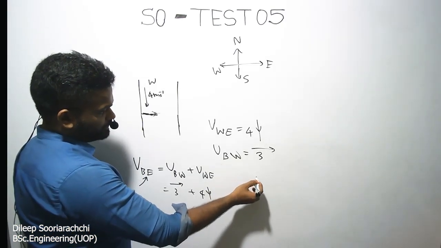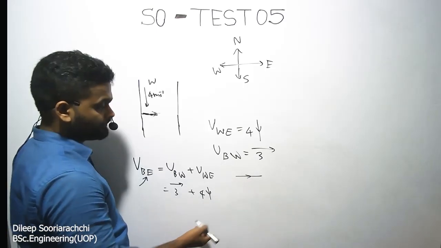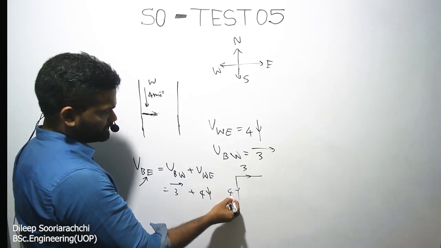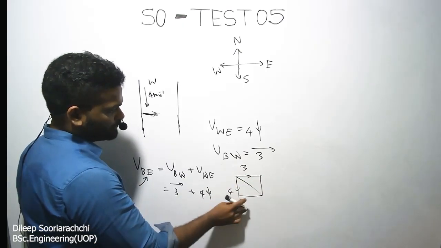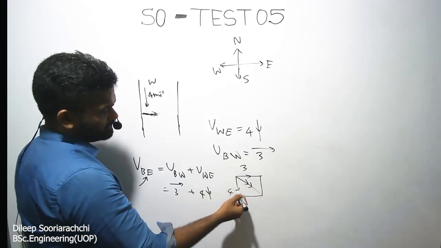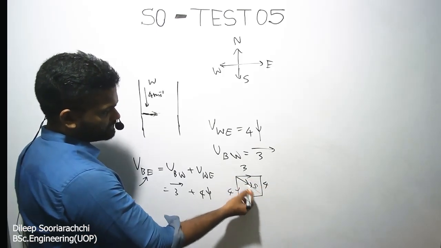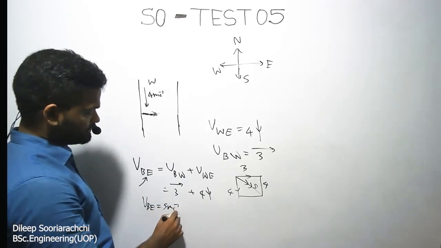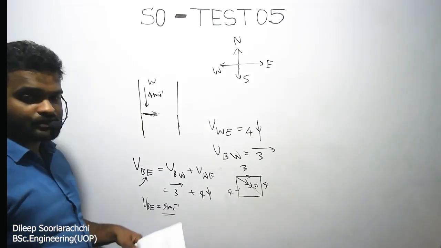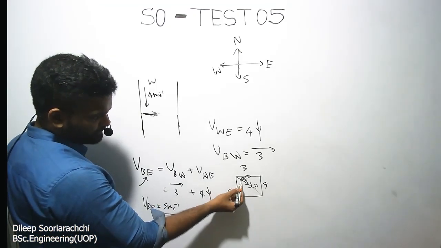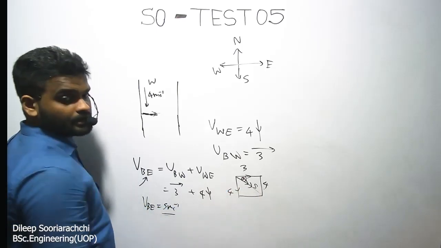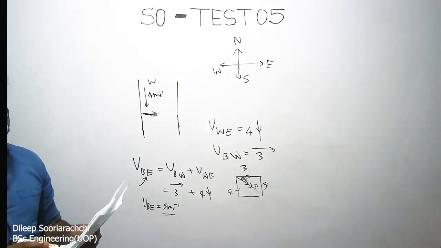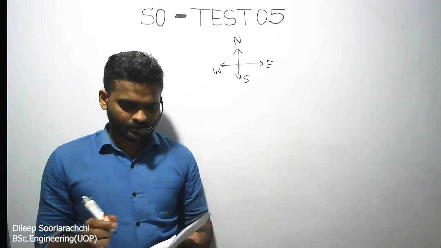Draw, if you want, you can draw. Actually, it should be 5, right? 3 to this side, 4 to this side. Then you can draw a rectangle. The diagonal gives us the magnitude. So 3, 4 means the magnitude should be 5. So the magnitude of V_BE should be 5 meters per second. Here they are not asking about direction. If they ask direction, you need to find this theta. So tan theta is 4/3. You need to find that if you want that, right? So the answer should be the third one.